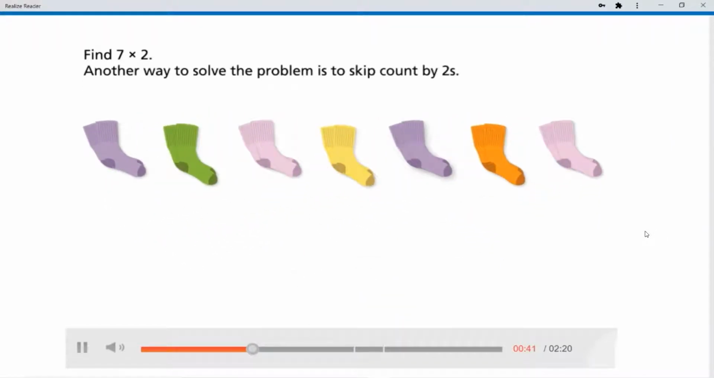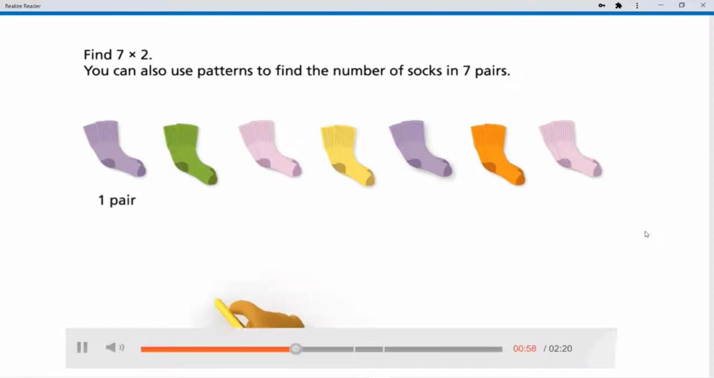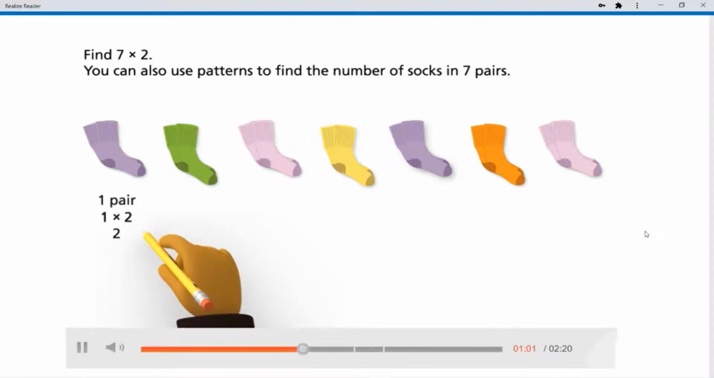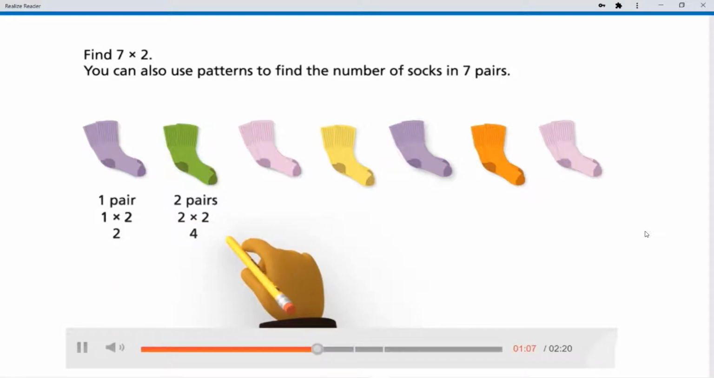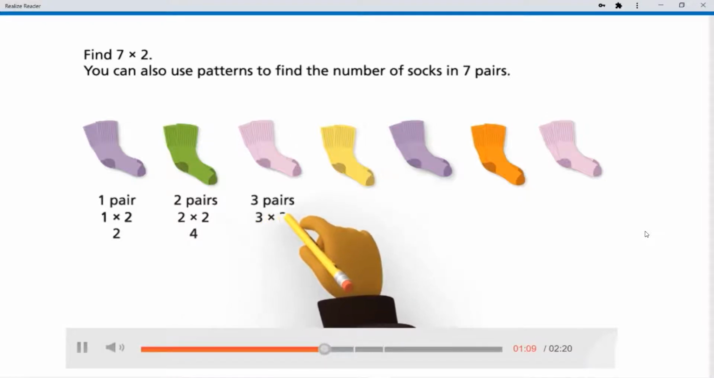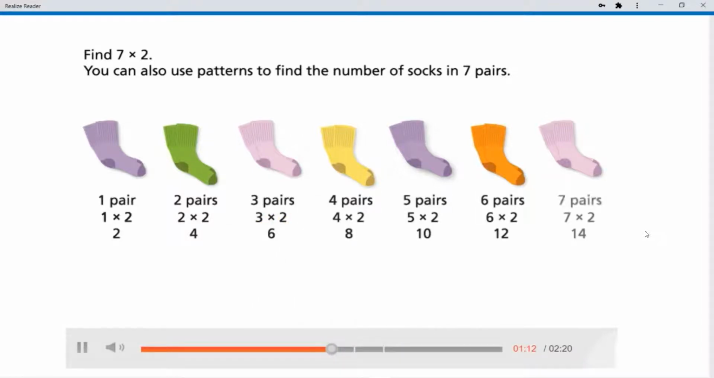Another way to solve the problem is to skip count by 2's. 2, 4, 6, 8, 10, 12, 14. You can also use patterns to find the number of socks in 7 pairs. One pair of socks has 1 times 2, or 2 socks. 2 pairs of socks have 2 times 2, or 4 socks. 3 pairs of socks have 3 times 2, or 6 socks. 7 pairs of socks have 7 times 2, or 14 socks. There are 14 socks in 7 pairs.